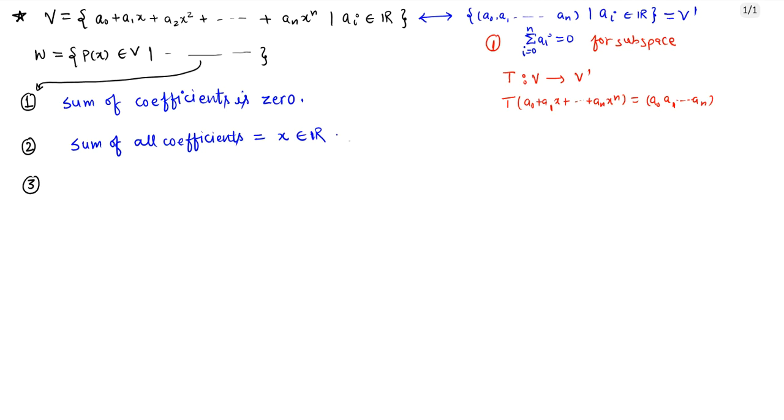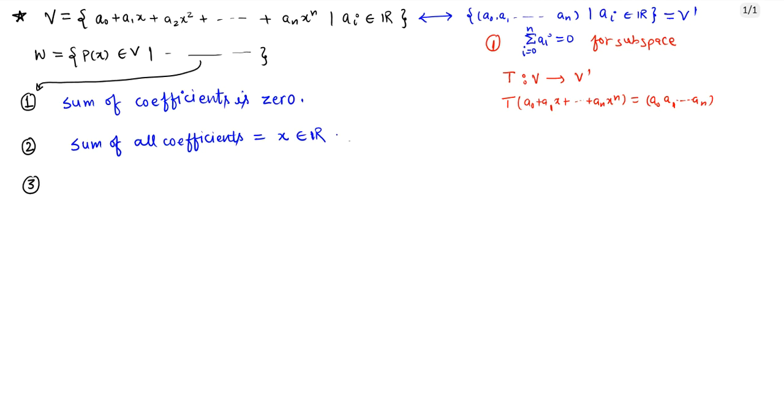So if the summation of all ai's being 0 is a subspace of V prime, then this is similar to the sum of all coefficients being 0 in the vector space of polynomials. This is also a subspace. No, no. We say only the sum of all coefficients is 0. This is a subspace.